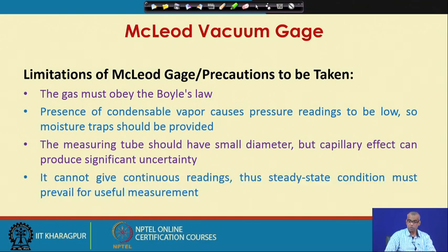It cannot give continuous readings, because the operator's service is required for raising the movable reservoir, bringing it down, and so forth. Thus, steady state conditions must prevail for useful measurement.